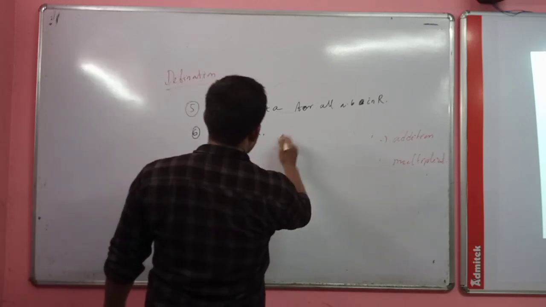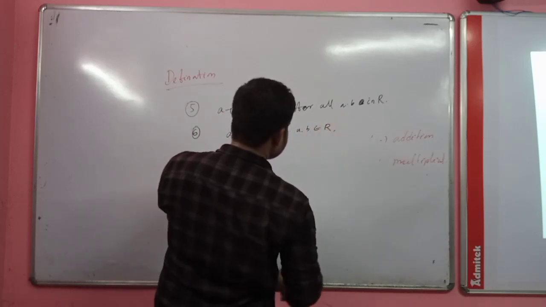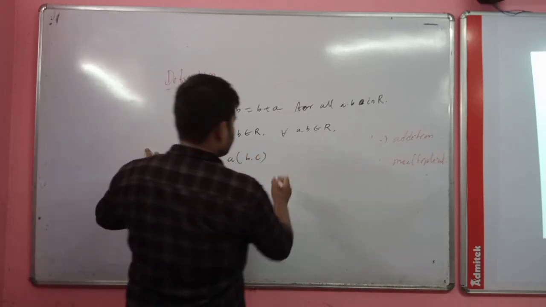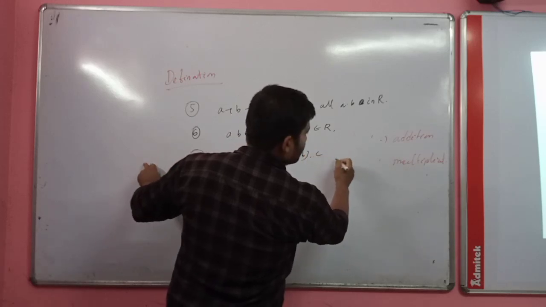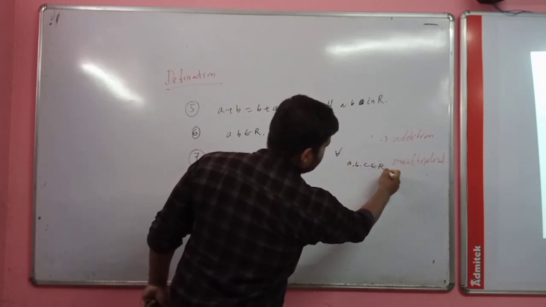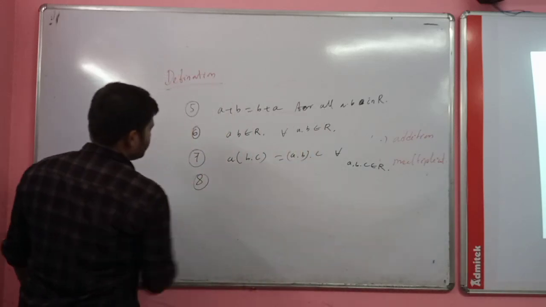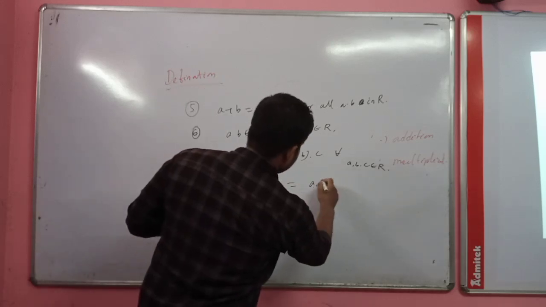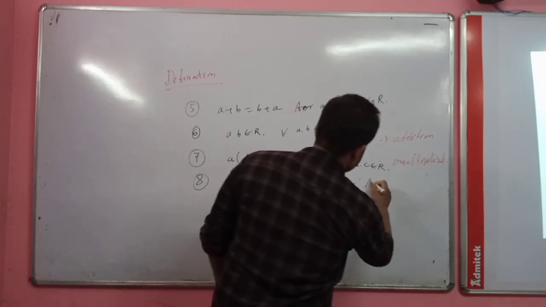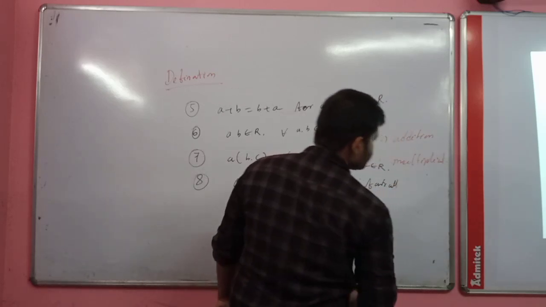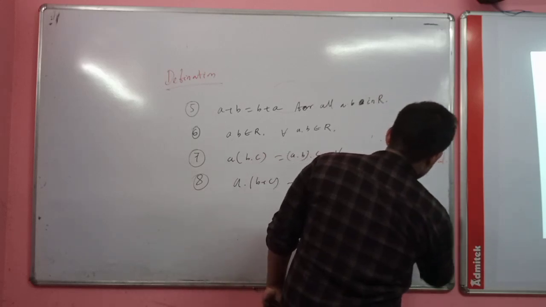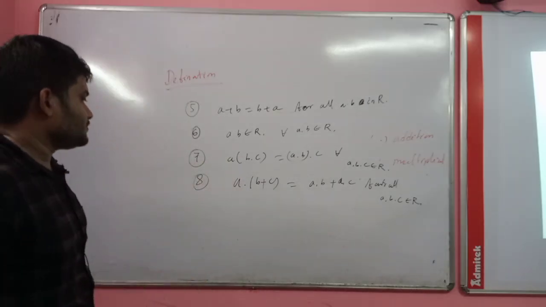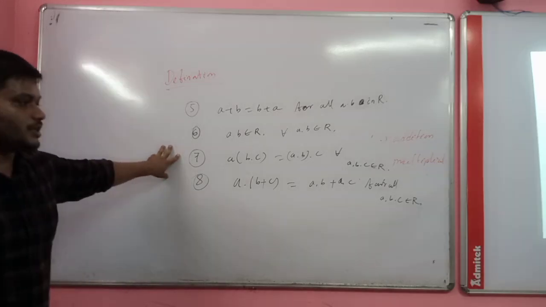a into b belongs to R for all a, b belongs to R এটা হচ্ছে মাল্টিপ্লিকেশনের সাপেক্ষে। 7 হচ্ছে a into b into c, তাহলে a into b into c for all a, b, c belongs to R. And last but not least, a into b plus c equals a into b plus a into c for all a, b, c belongs to R. These 8 conditions are satisfied, then it is called a ring.